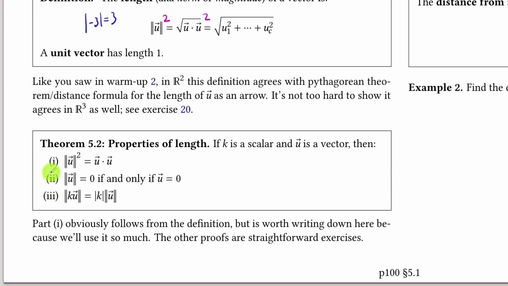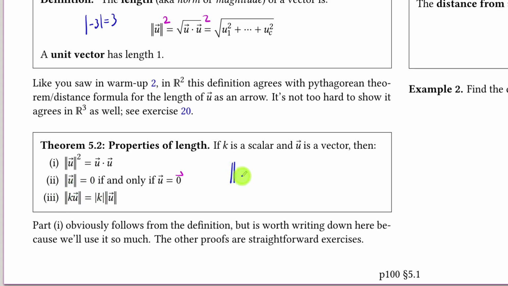Part 2 says the length of u is 0 if and only if that vector is the 0 vector. Part 3 says that if you scale a vector by a scalar k, then the length of that result is the length of u scaled by the absolute value of k. Why is it the absolute value and not just k? Because the length is always positive, even if k is a negative number.